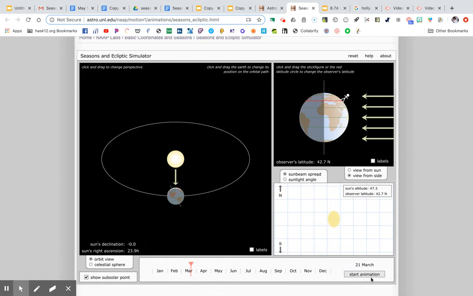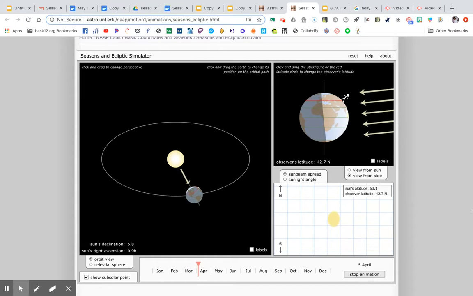I'll let this go through a whole year. So let's start 21st of March, and then you can watch both the sunbeam spread and the angles.